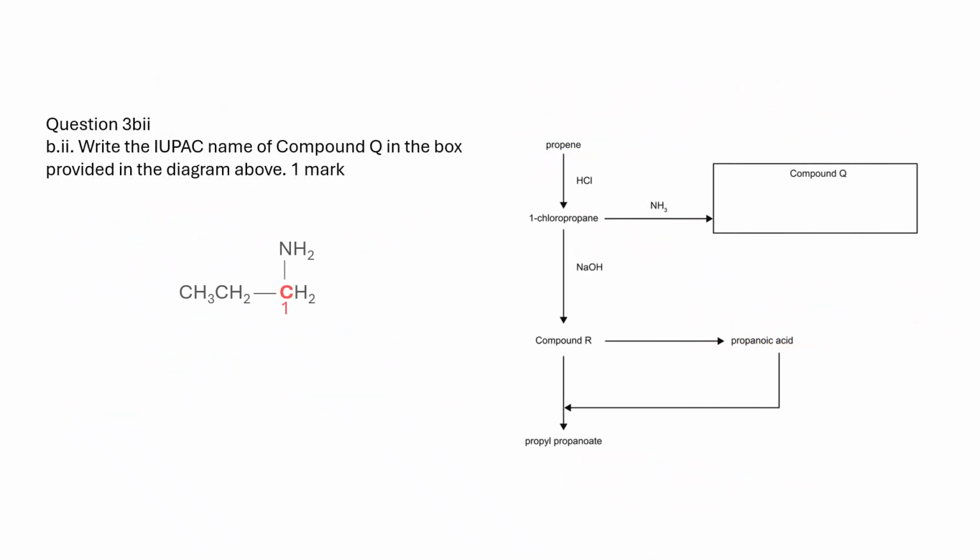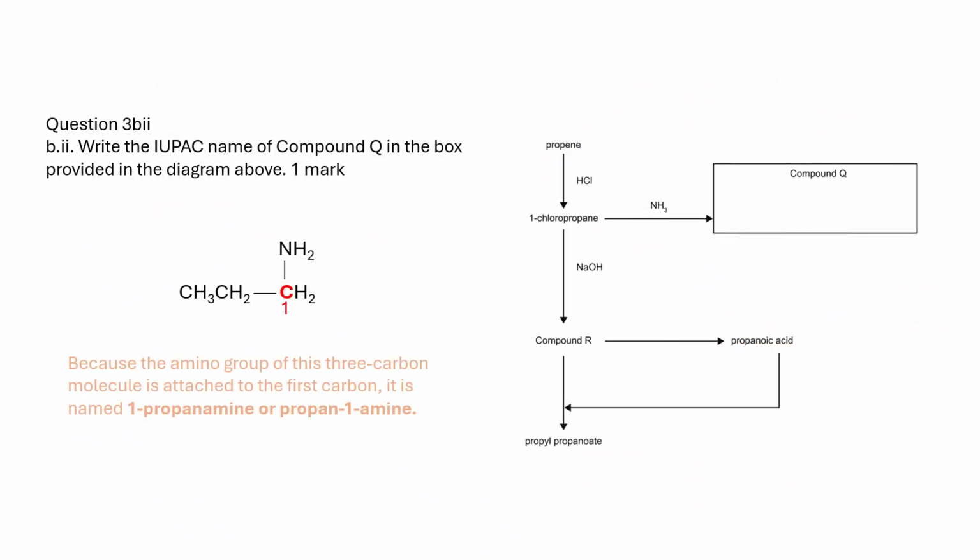Because the amino group of this 3-carbon molecule is attached to the first carbon, it is named 1-propanamine or propan-1-amine.